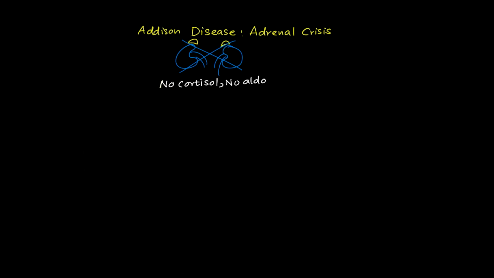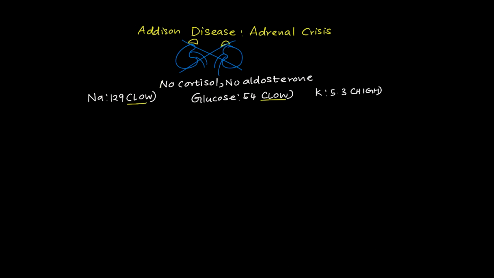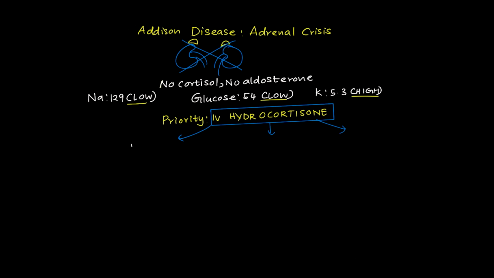Cortisol deficiency. Addison disease means the adrenal cortex isn't producing enough cortisol or aldosterone. An acute illness is a physiological stressor that demands even more cortisol, and the body can't deliver. That's adrenal crisis. The priority intervention is intravenous hydrocortisone. This one drug addresses the root problem. It replaces the missing cortisol, which then helps normalize sodium, raise blood glucose, and bring potassium back down.